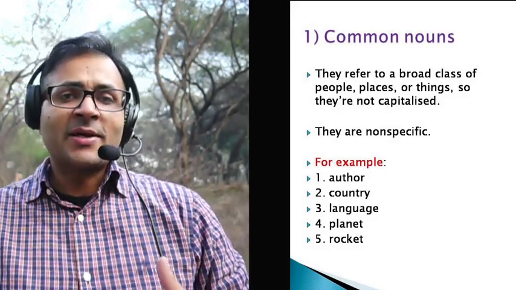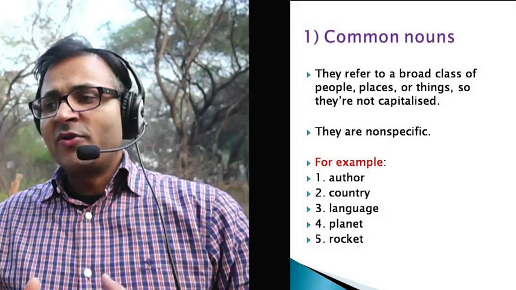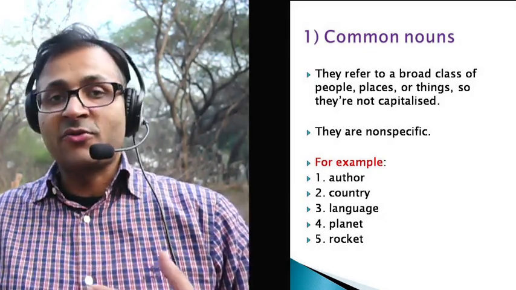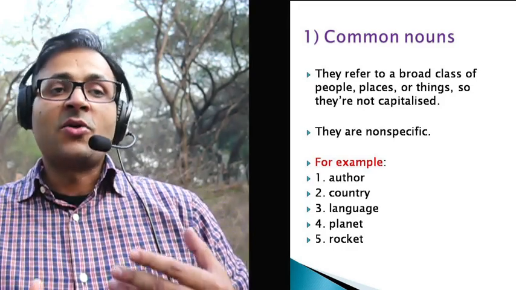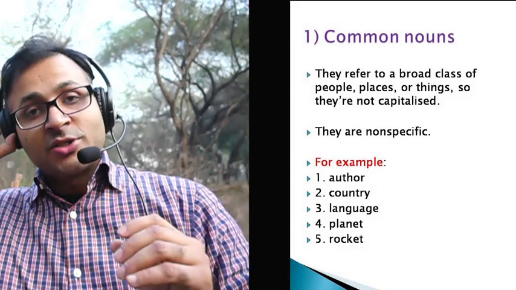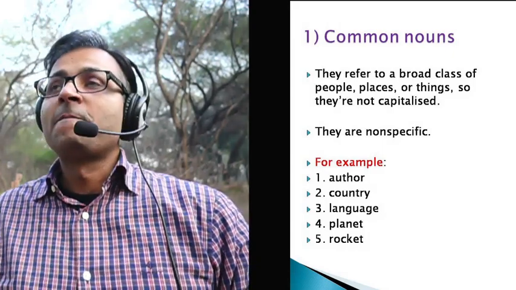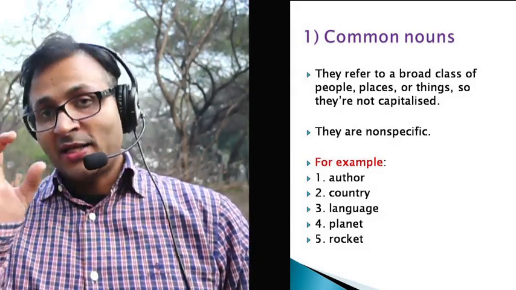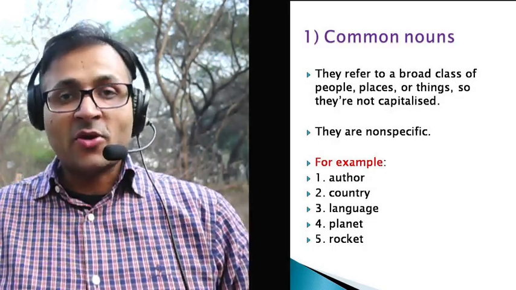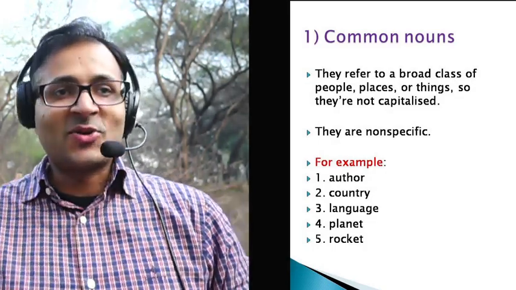For example, an author of a book. When you say the name of the author, you will use the first letter of the word as capital. Or a country or a language. By the way, any language you talk about, French or Russian or Arabic or English, you must use the first letter of that language's name as capital. A planet or rocket, like Elon Musk, he's a rocket man, you could call him.